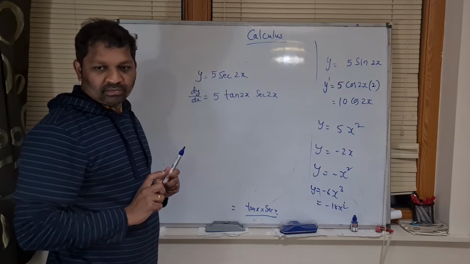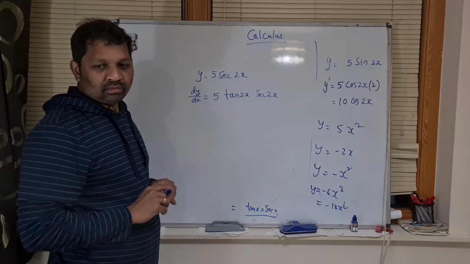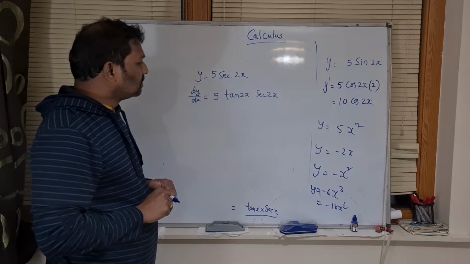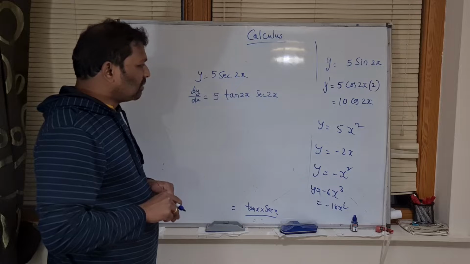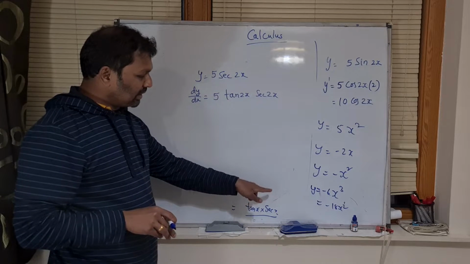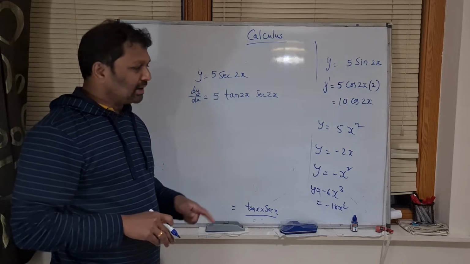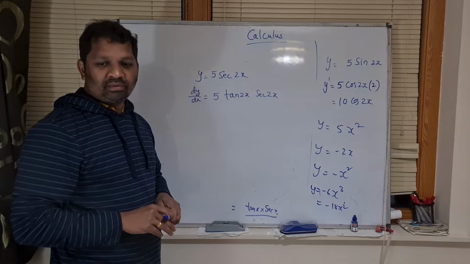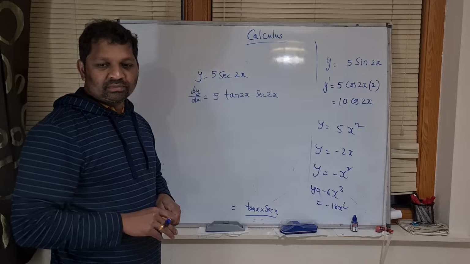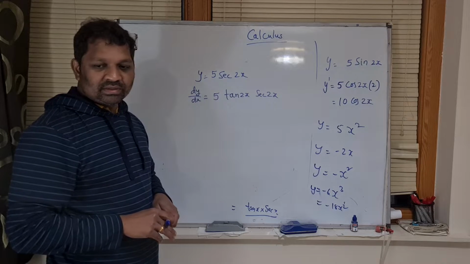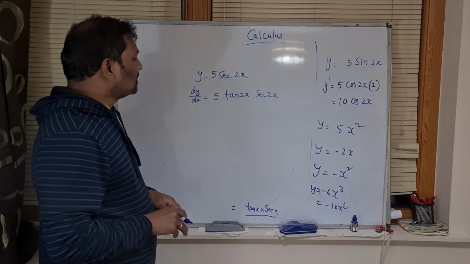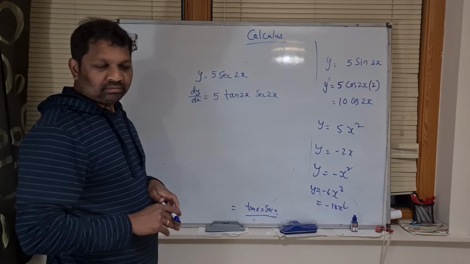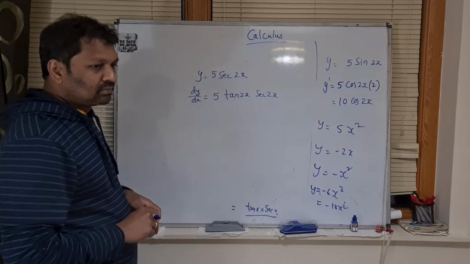We can write secant as 1 by cos 2x, but again you will get the same previous step. Is the differentiation over here? No. What else do we need to do? The inner function. What is the inner function here? Is it 5 or 2x?